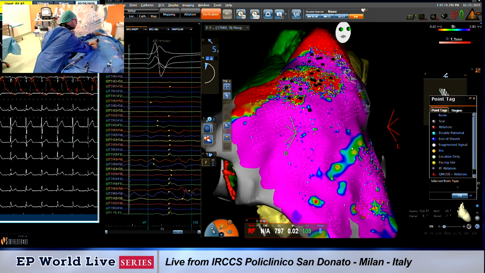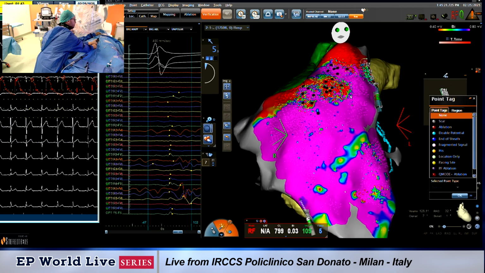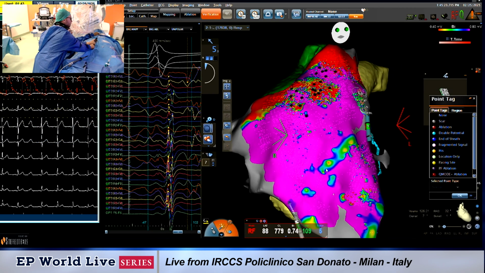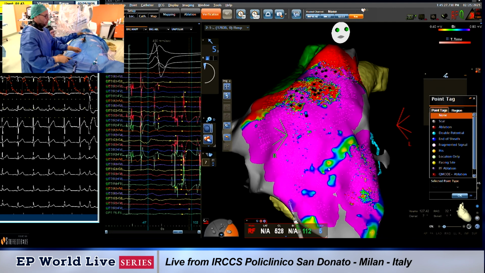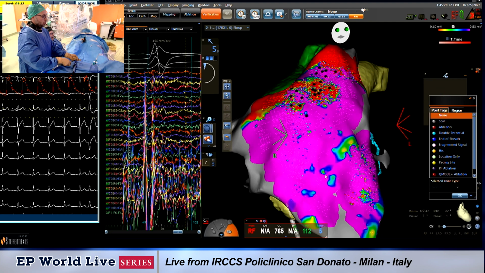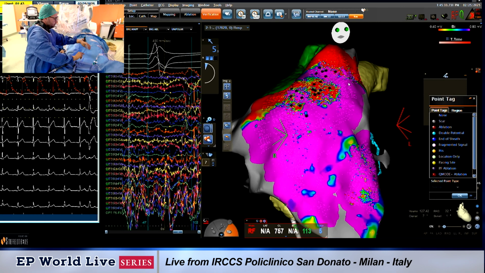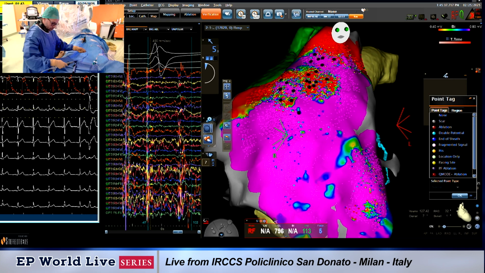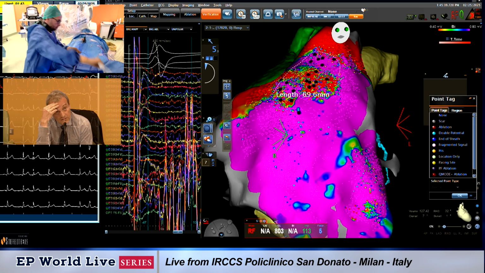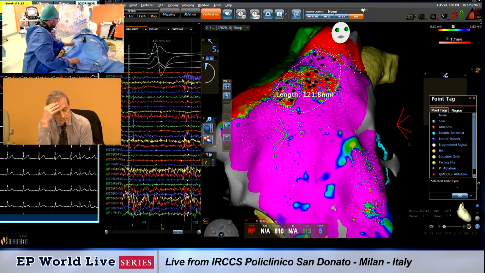Okay, so we remove the optical catheter and we will now use the QDOT. Beniamino, can you define the area with a white line and the border with the right atrium?